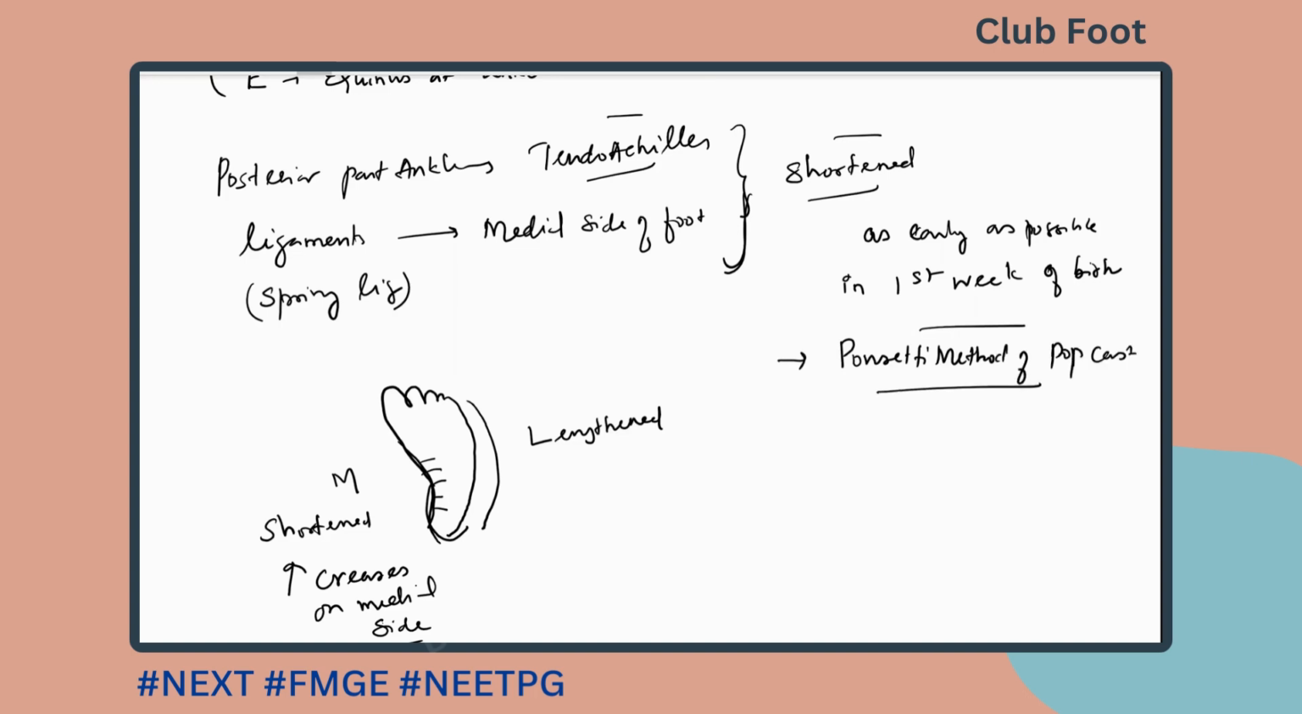Using this method, you can correct this condition up to 1 year of age. Up to 1 year, you can put the child in a Ponseti cast and correct it. The Ponseti method is a method to apply the cast. It is a conservative way. You apply POP to the child. This POP cast will be changed every week, and up to 8 weeks the cast will be applied.